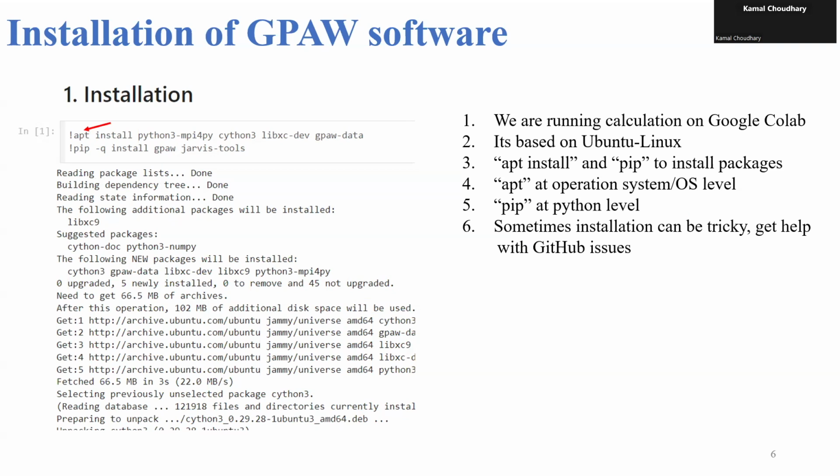We are going to work here on Google Colab, which is based on a Linux system. In Linux, if you want to install software, we use apt-get install or apt install. So here we're installing Python and other GPAW data and so on. Once you've installed this, you can install Python packages using a very useful tool called pip. You can do pip install, whatever package you want, and it will be installed very easily. So here we have installed GPAW and some other tools that might be necessary for this course.